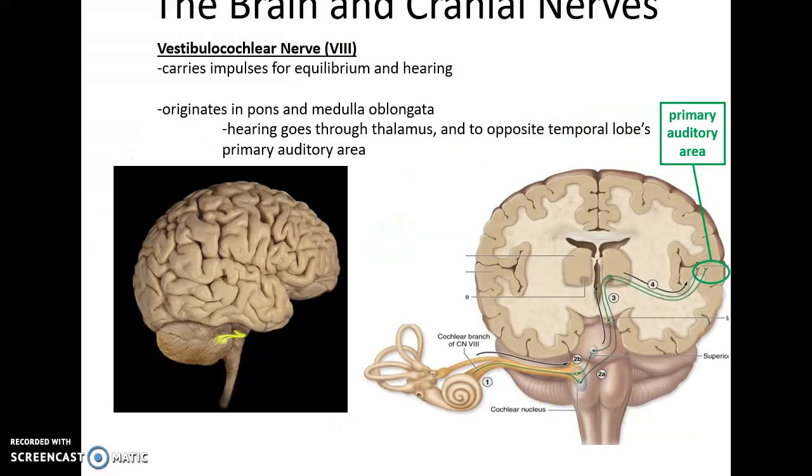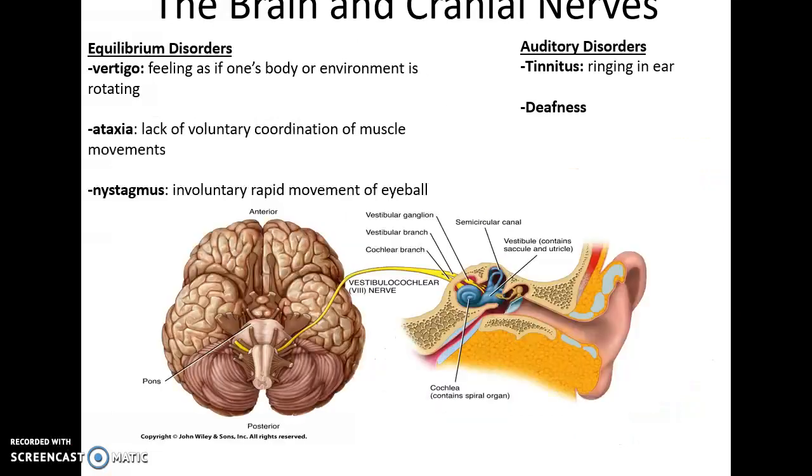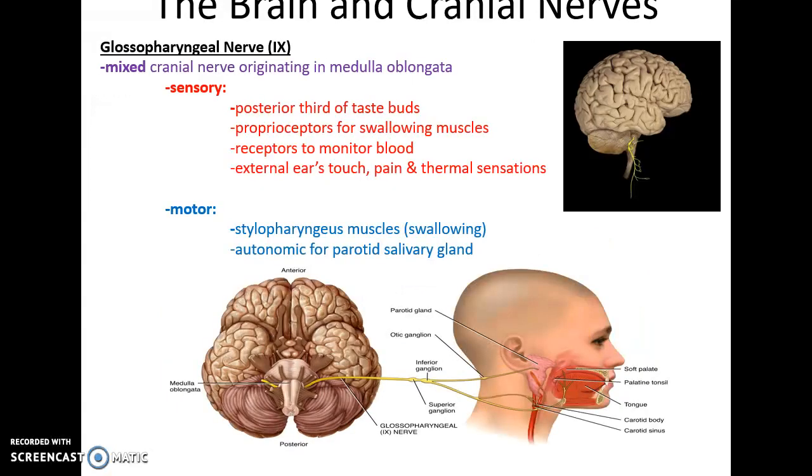Vestibulocochlear nerve, cranial nerve 8, carries the impulses for equilibrium, as well as hearing. Hearing goes to the primary auditory area after passing through the thalamus. And look at that, it goes to the opposite side of the brain. Equilibrium disorders: vertigo, feelings that one's body or environment is rotating; ataxia again, or nystagmus, involuntary rapid movement of the eyeball. Auditory disorders: tinnitus and deafness.